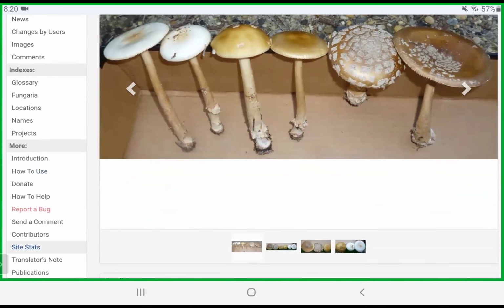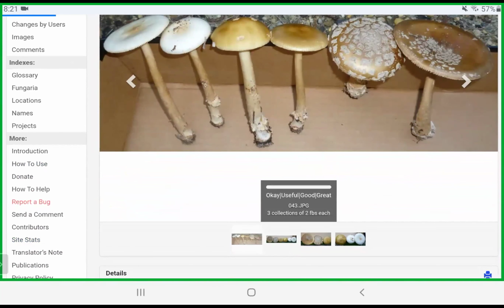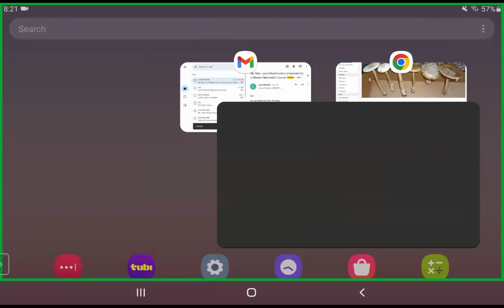Okay. I think we have other people who want to share some amanitas. Lila, do you want to share yours directly? Sure, I can do that. Let's see.